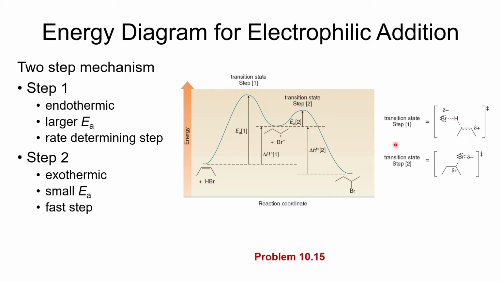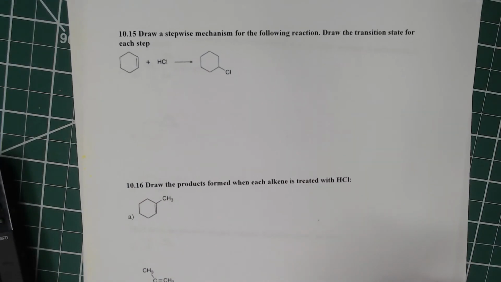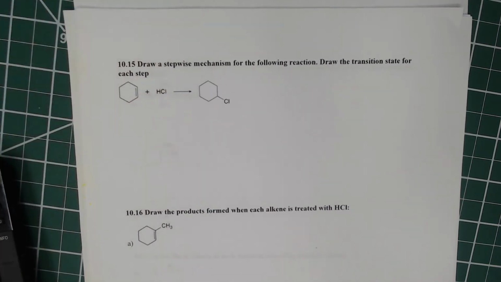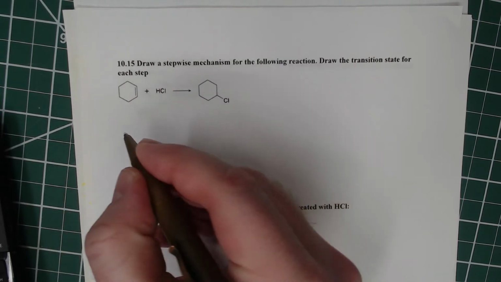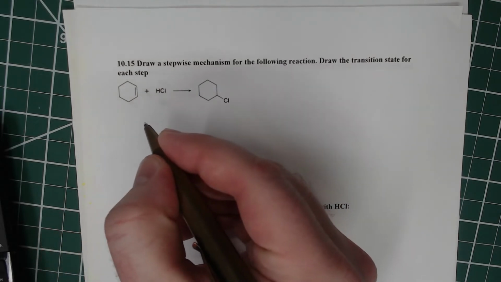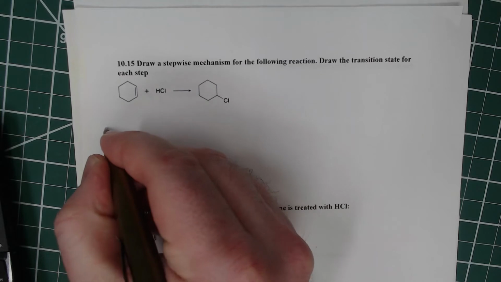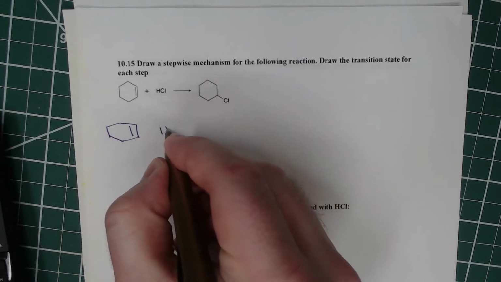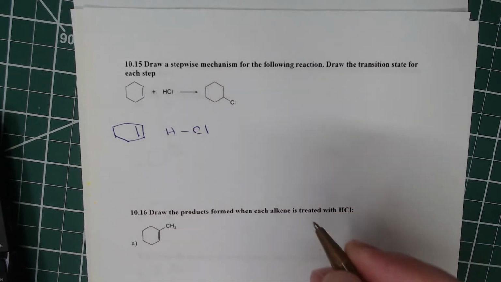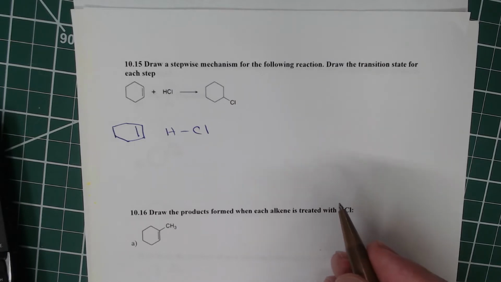All right, so we're going to look at number 15 on our in-class assignment. So I'll switch over to our document camera here. All right, draw a stepwise mechanism. Well, for this, I'm going to redraw this because I want to redraw it so that we can see that bond between hydrogen and the halogen, the chlorine.